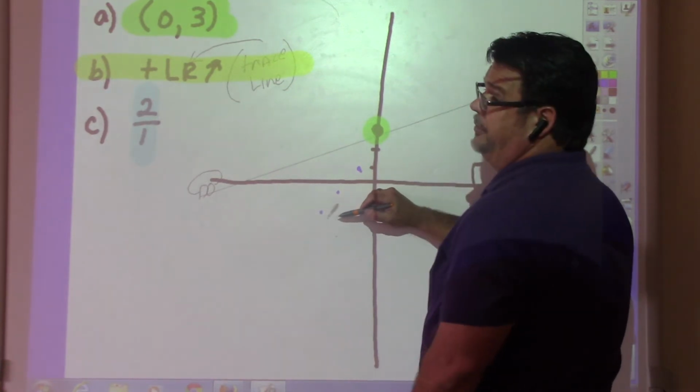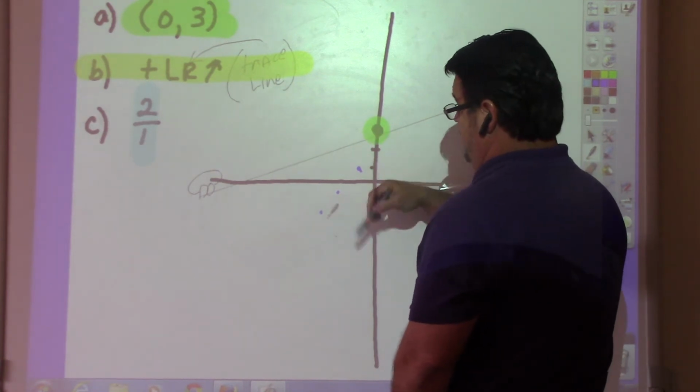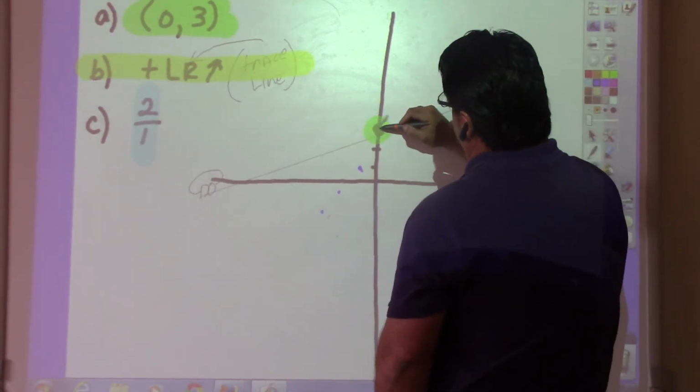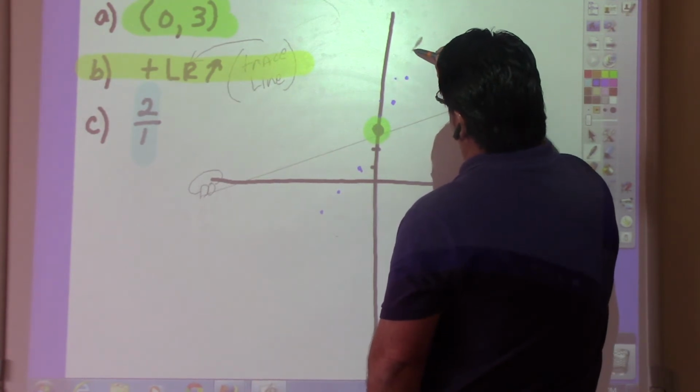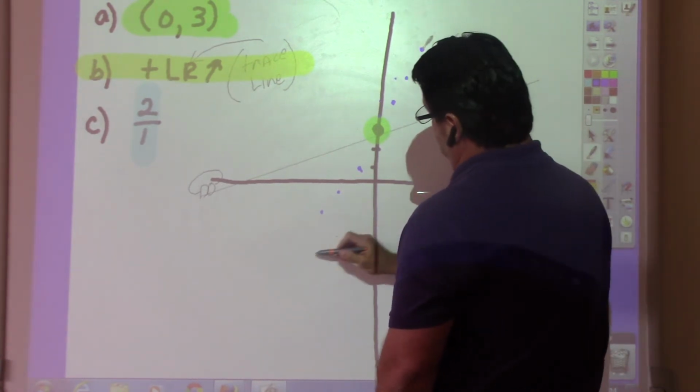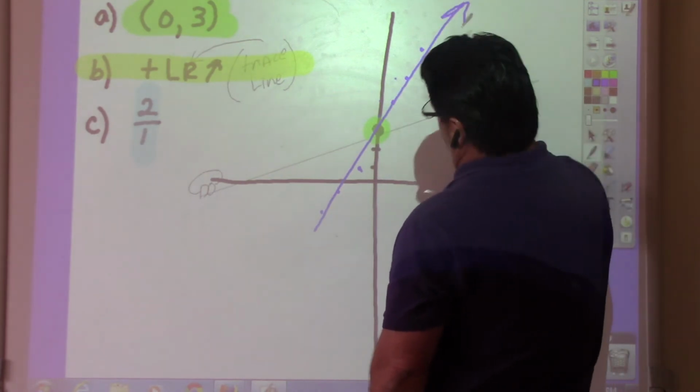Let's say you don't want to go up. Let's say you want to go down. 1, 2, 1. 1, 2, 1. And that's how you draw.